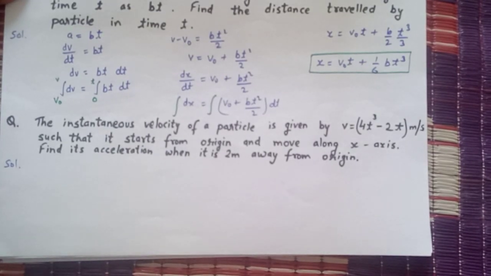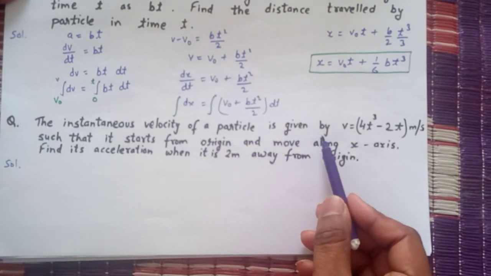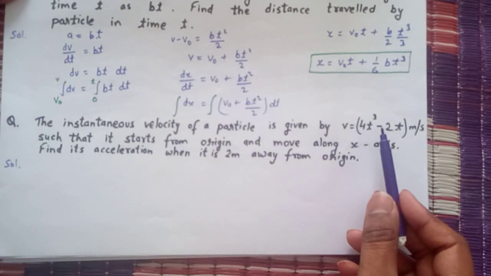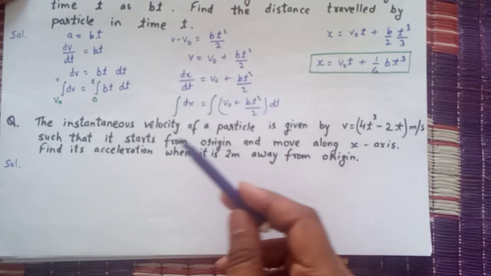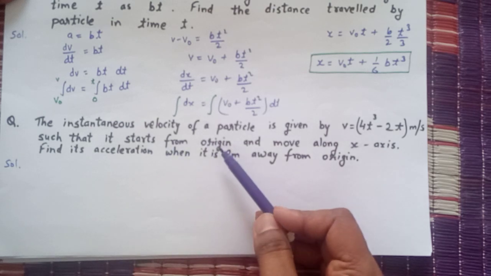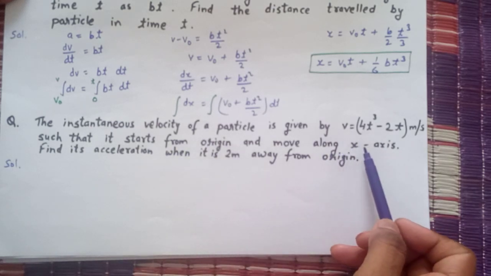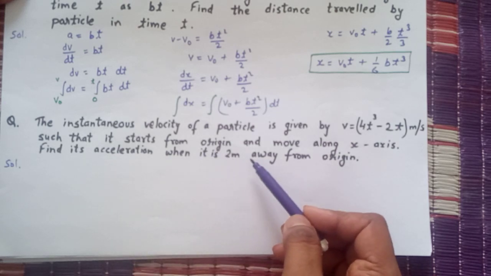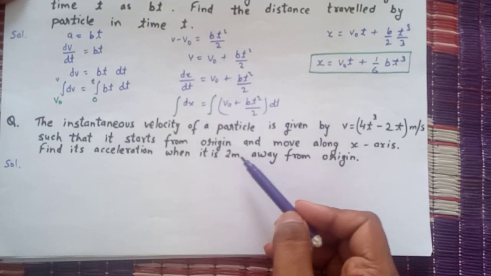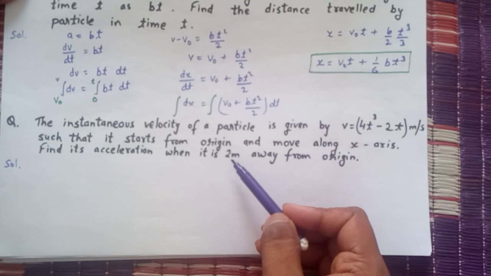Now our next question is, the instantaneous velocity of a particle is given by v is equals to 4t cube minus 2t. This is the velocity of the particle, and it is given in meter per second. And also the question is saying that it starts from origin, means x is equals to 0 and moving along the x-axis only. We have to find its acceleration when it is 2 meter away from the origin, means we have to find the acceleration when x is equals to 2.